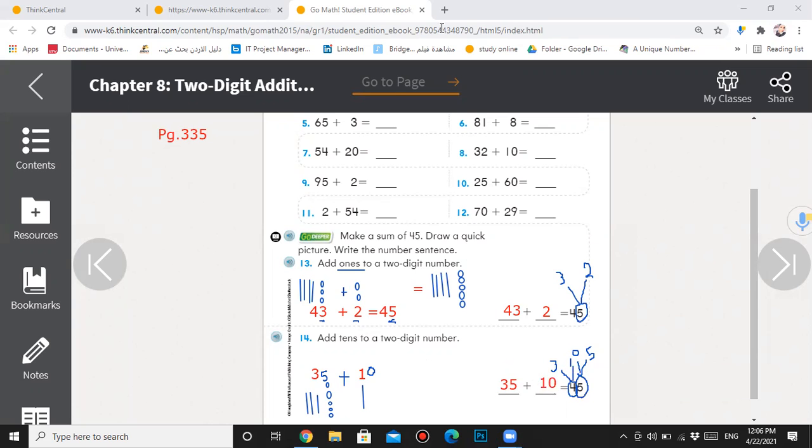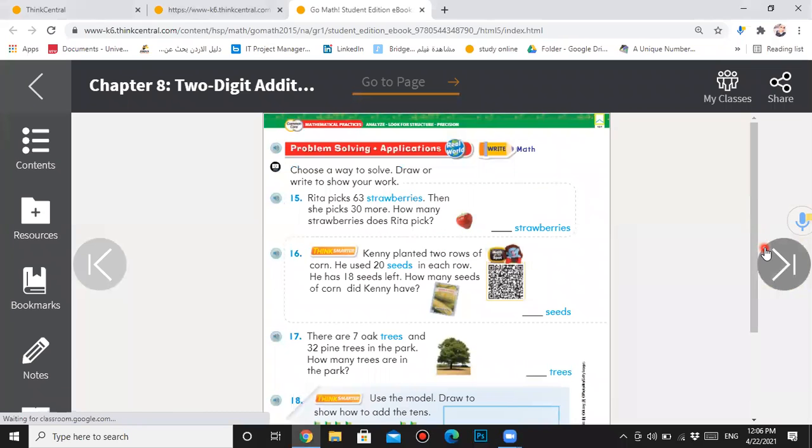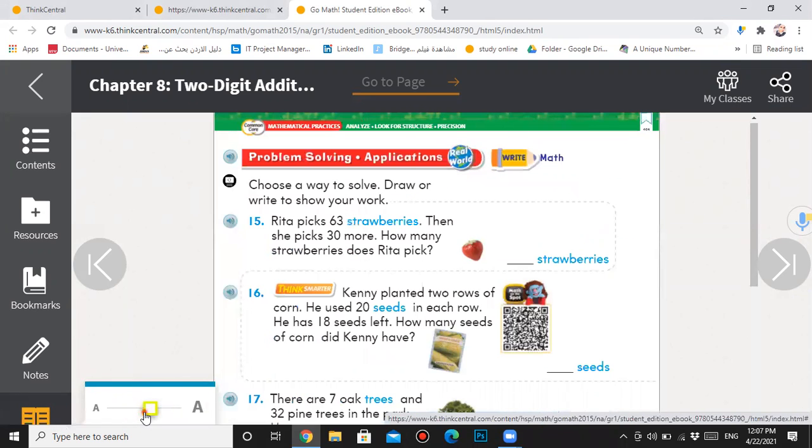Okay, guys, let's move to the next page. We have a problem. We should do it together. It's in the same order as your book, so I'm going to follow the same order. There are seven oak trees. This is question number 17 in your book. Seven oak trees.